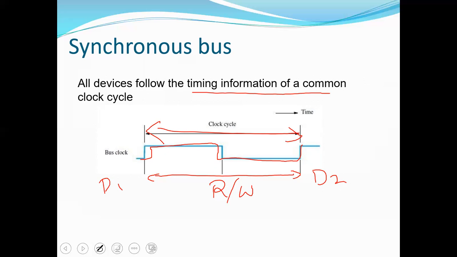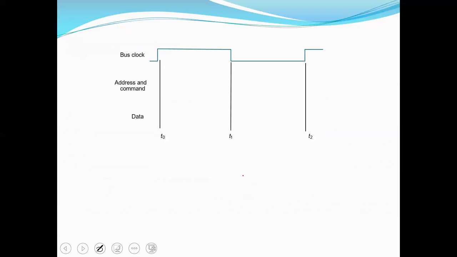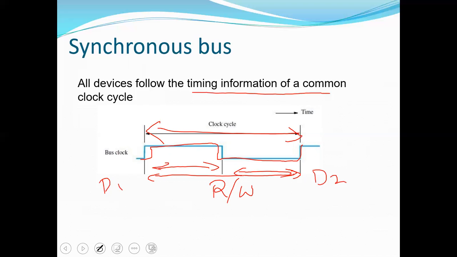Okay, so we'll see what this clock pulse is, that is a rising edge, and what happens during the second half of the clock pulse. Okay, so here this is the timing diagram. Timing diagram is used to represent the activities, what happens when data is transferred. So data has to be transferred from one device to the other device.